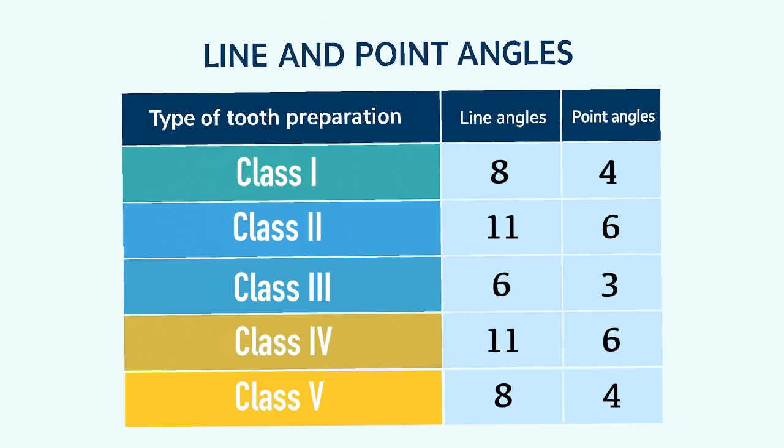Now that we have seen and named all the different types of line and point angles in each cavity prep, this is a summary table of the number of line and point angles in each cavity prep.